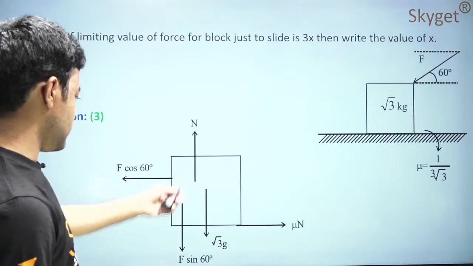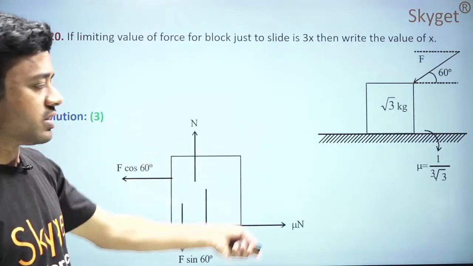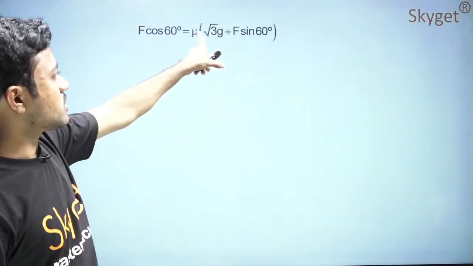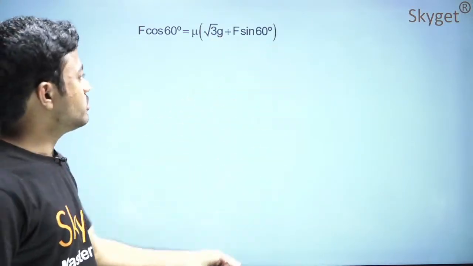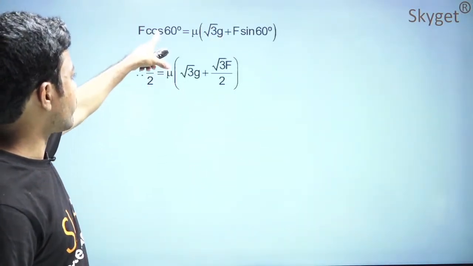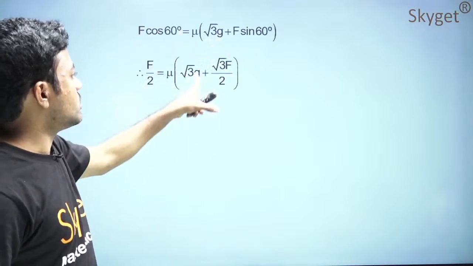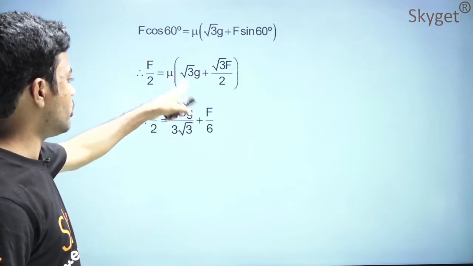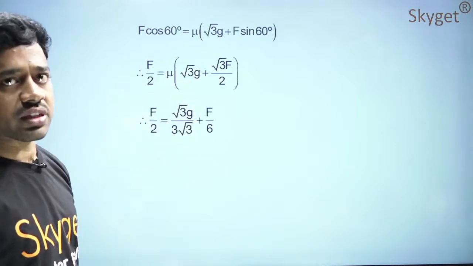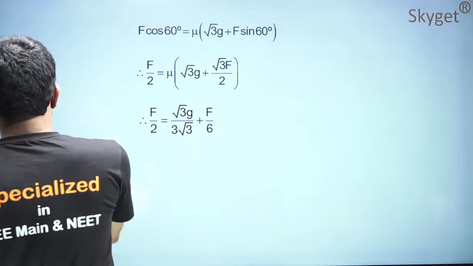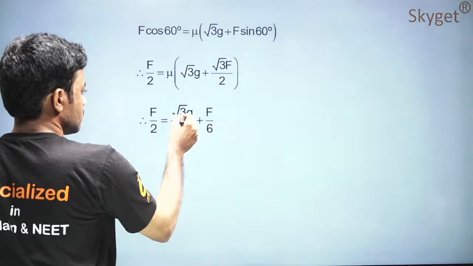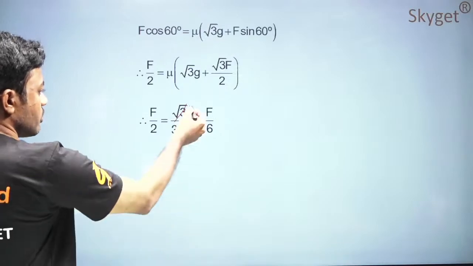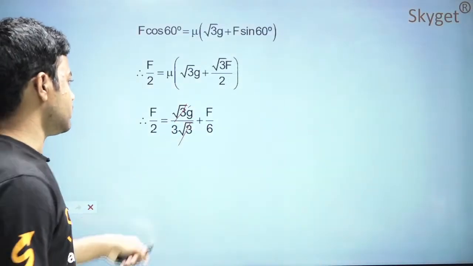So here is the diagram of the forces we have discussed just now. The value of the horizontal force F cos 60 is equal to mu into the normal reaction. So that is what we have done. F by 2 is equal to mu into (root 3 g plus root 3 F by 2). Here you can take root 3 as common and substitute mu into this equation, then you will get F by 2 is equal to root 3 g by 3 root 3. Here root 3 and root 3 will get cancelled. So it is g by 3 plus F by 6, where g by 3 is equal to 10 by 3.